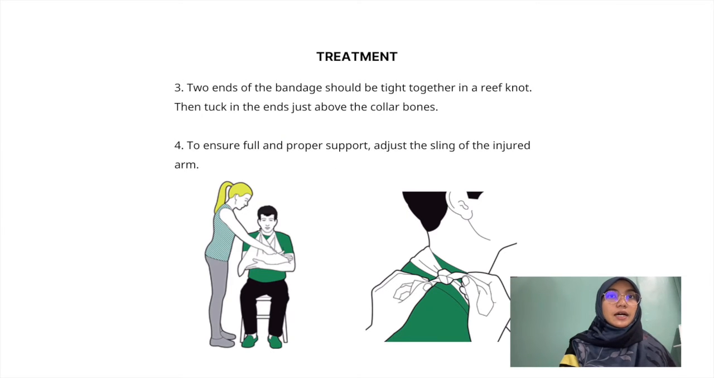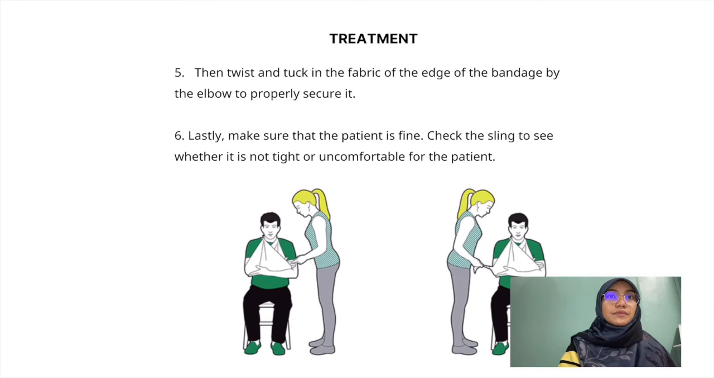And then the two ends of the bandage should be tied together in a reef knot. Then you need to tuck in the ends just above the collarbone. To ensure full and proper support, you need to adjust the sling of the injured arm. Then twist and tuck in the fabric at the edge of the bandage by the elbow to properly secure it. Lastly, you need to make sure that the patient is fine and check whether the sling is uncomfortable or too tight for the patient.